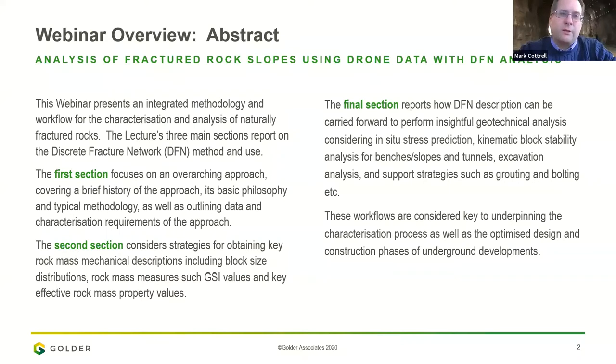The first one focuses on the DFN approach. So what is the DFN approach? What can it give us? What's the philosophy? What sort of data types do we need? The second section is focused on how we can use the DFN model for predicting the properties that we can't directly measure. So what mass properties?